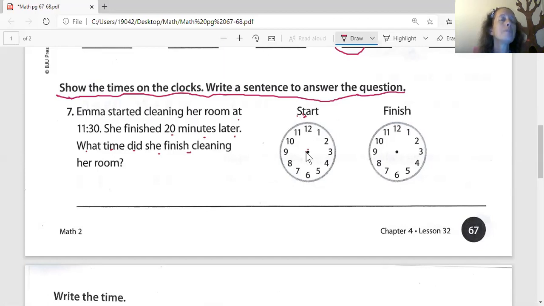11:30. So where should my minute hand be? Or I'm sorry, hour hand. Let me back that up. Hour hand, Brianna, where should that be? On the 11. Between the 11 and 12, because we're about halfway between. And my minute hand goes all the way down to touch the edge. Get it all the way down to touch the rim. Okay? I need you to draw that for me. Draw 11:30 on your clock.